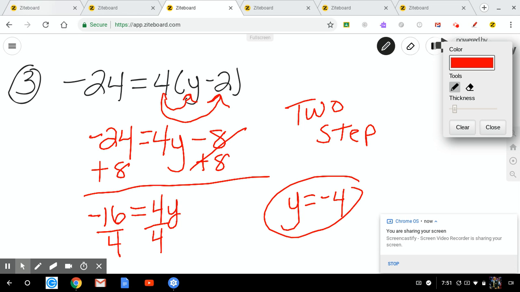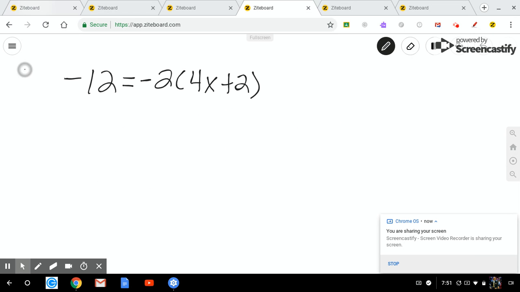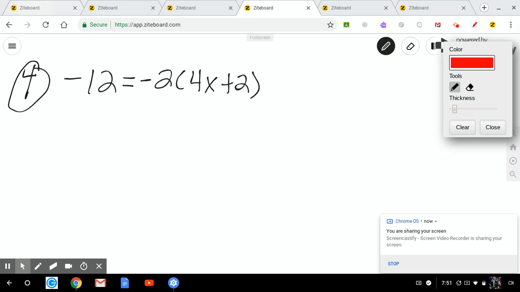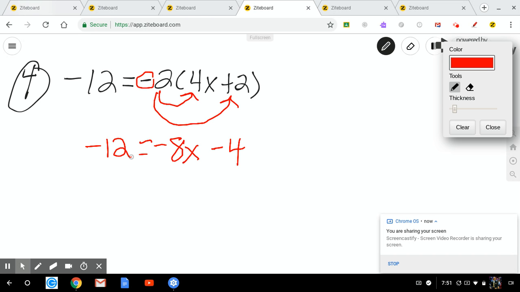Okay, now here's example 4. Same situation here, okay? I got to get rid of this parentheses here. So I'm going to do that by distributing. Notice right here that that's a negative. So pay close attention when I type this in my calculator. So negative 2 times 4 would be negative 8x. Keep that x attached to it. Negative 2 times positive 2 is negative 4. Use your calculator. Make sure you keep those signs in there.